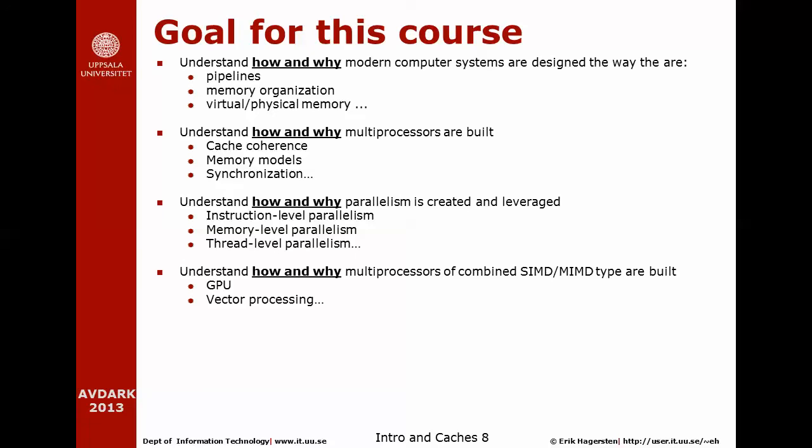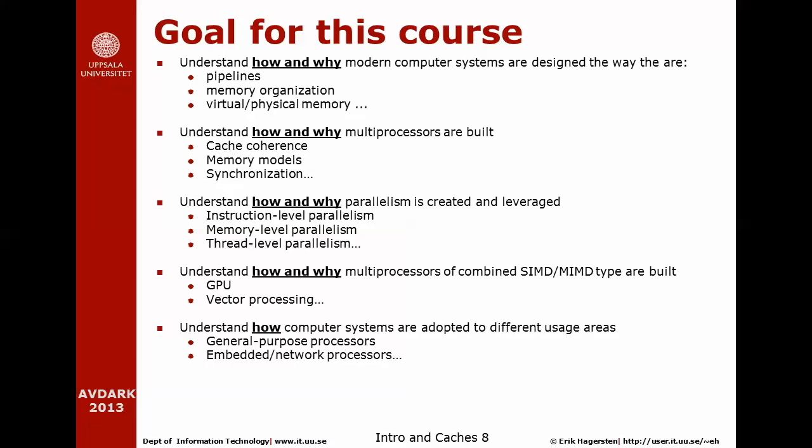Also, understand how and why multiprocessors can combine many different kinds of parallelism in one design. For example, SIMD and MIMD kind of parallelism. Talk about how graphics processors or GPUs are made, as well as vector processing. You will also need to understand how computer systems are adapted for different usage areas. A general purpose processor or system will not necessarily look the same as an embedded processor.